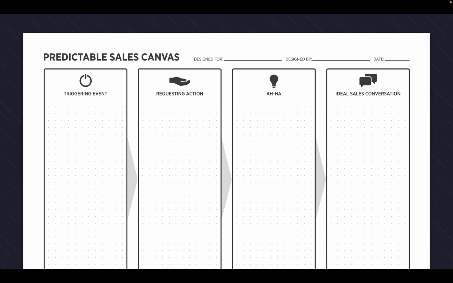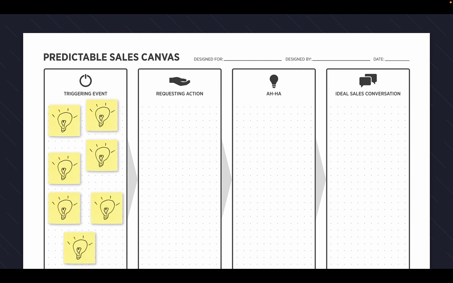So brainstorm some triggering events and then write those down or put up some sticky notes on your whiteboard for triggering events for your demographic. Remember that we want to specifically write these for our customer avatar. It's easy to start thinking about triggering events for all different kinds of people, but we're only focusing on one avatar at a time.